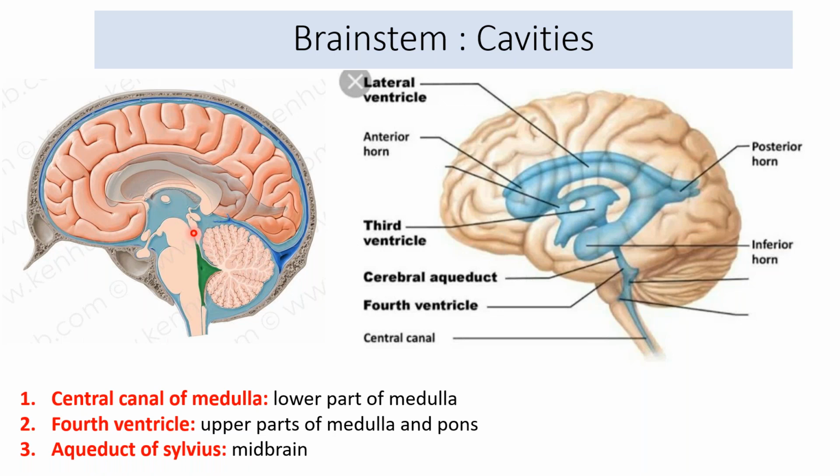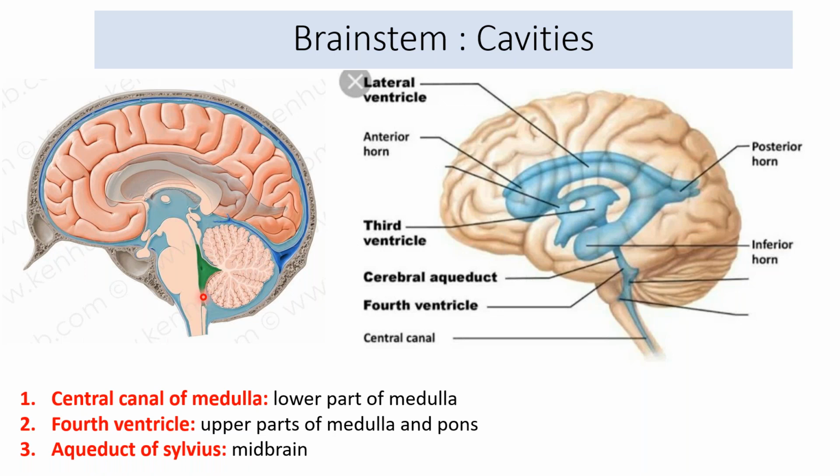Separating the two is a canal called the aqueduct of Sylvius, or the cerebral aqueduct, in the midbrain. This is continuous with the ventricular cavity of the cerebrum. And then in relation to the pons behind, this is the fourth ventricle.